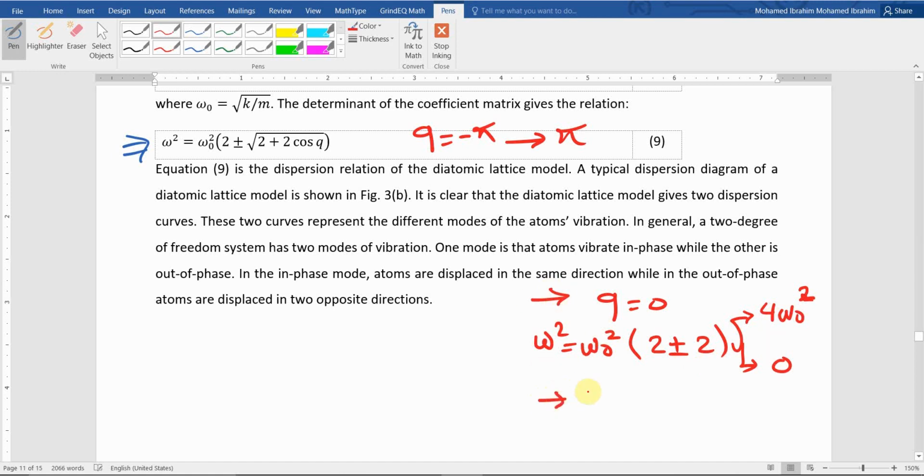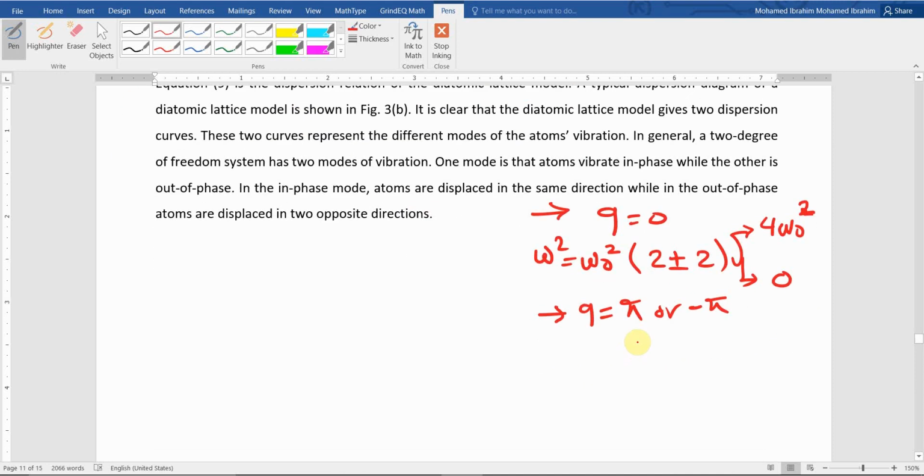How about the case that Q equals pi or negative pi? They are identical, because the cosine of any angle cancels the sine of the angle itself. So the cosine of pi is identical to the cosine of negative pi, both are negative 1. So we're going to end up with 2 minus 2, which means that this term will be cancelled.